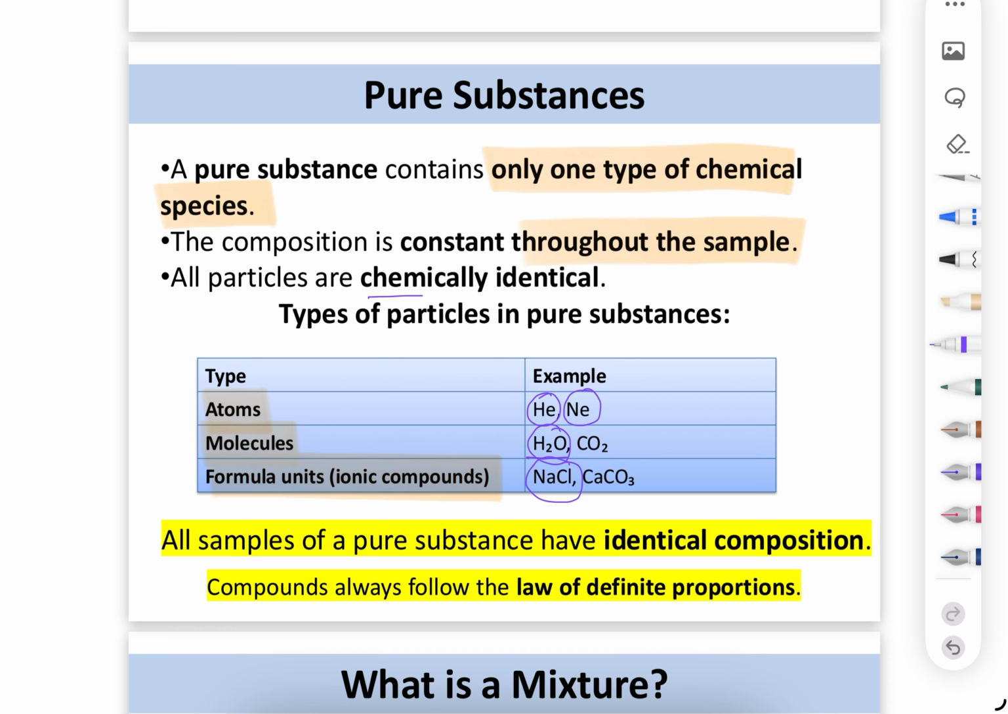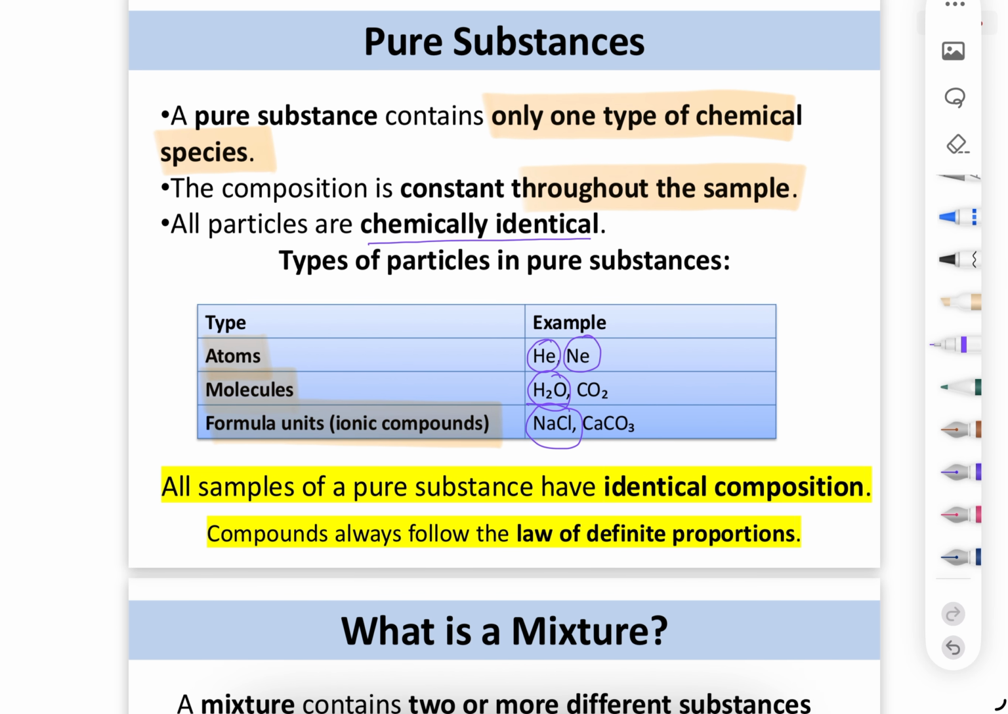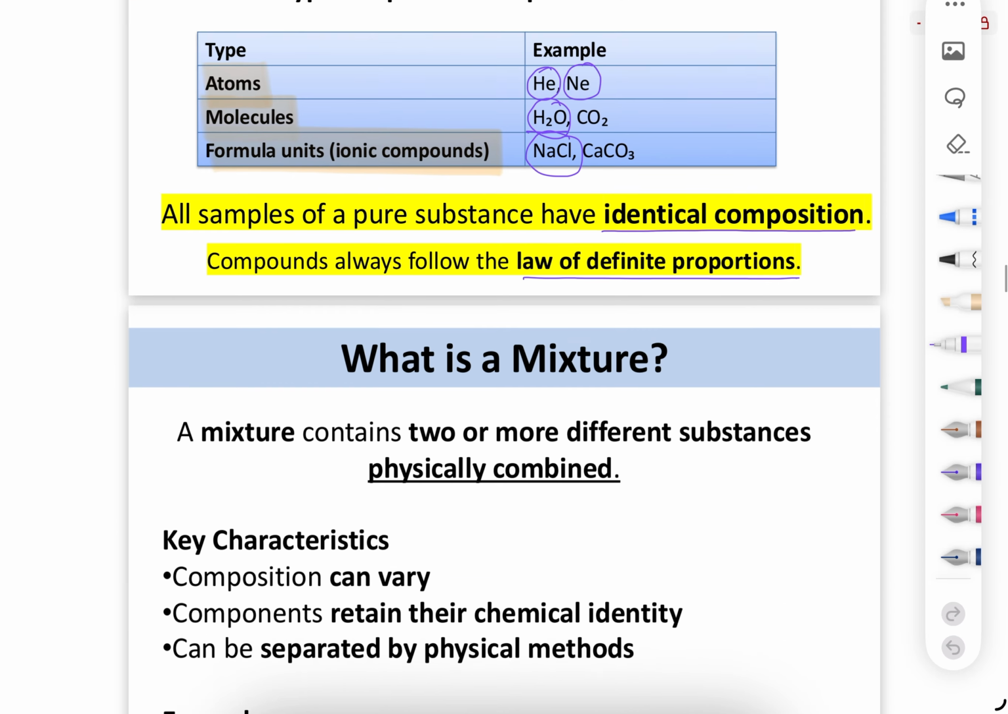So all the species will be chemically identical. Pure substance means identical composition, and they will always follow the law of definite proportions. If you don't remember this, review 1.3, that will help you to give a good recap of pure substances.